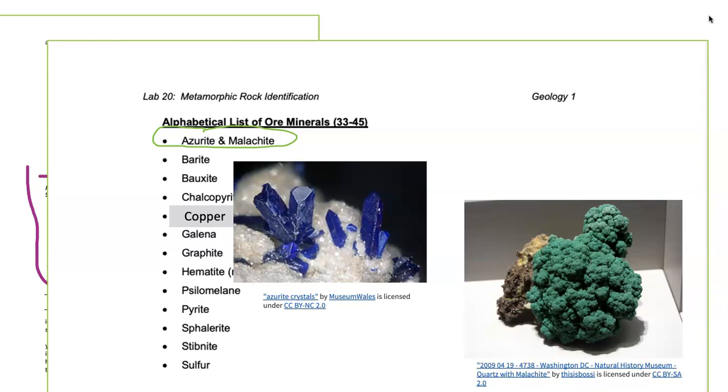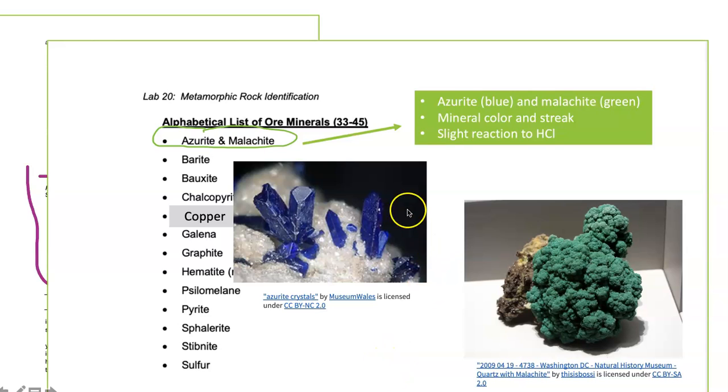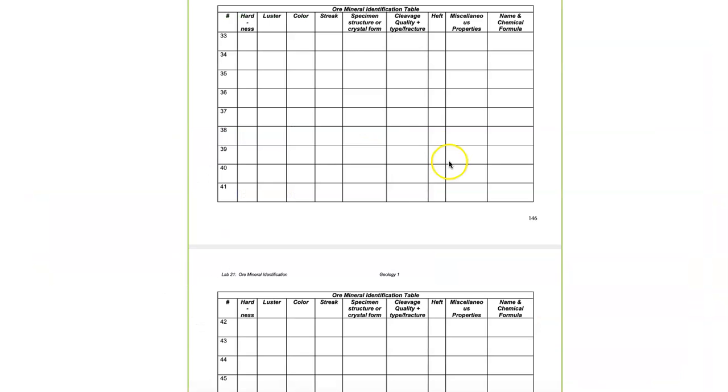So azurite and malachite are the first two, and they're listed together because of the reason I just showed you, that they often occur together. Although I went and found some pictures of azurite by itself, beautiful blue azurite crystals, and malachite by itself as well. So remember that these minerals have their own color. Their streaks are the same color as their mineral, and because they're carbonates, they do actually have a slight reaction to hydrochloric acid.